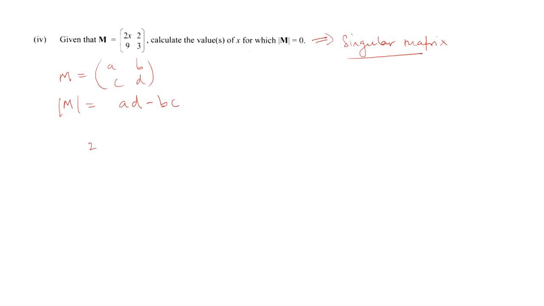So therefore 2x multiplied by 3 minus BC, which would be 2 times 9, is equal to 0. So this will be 6x minus 18 is equal to 0. 6x equal to 18. Therefore x is equal to 18 over 6, and therefore x is equal to 3. Right? So they said the value or values of x. In this case, we have one value, so x is equal to 3.